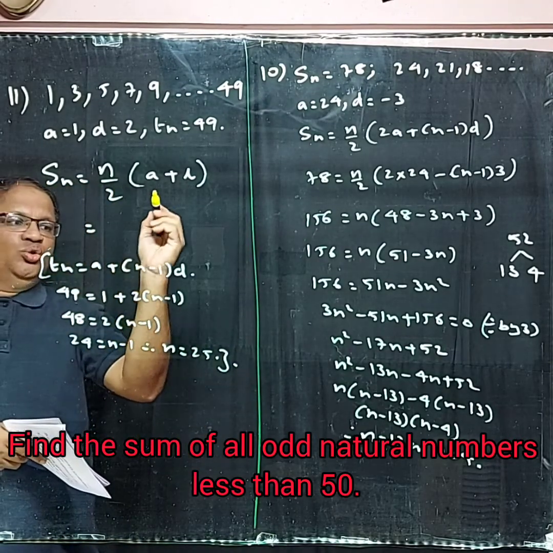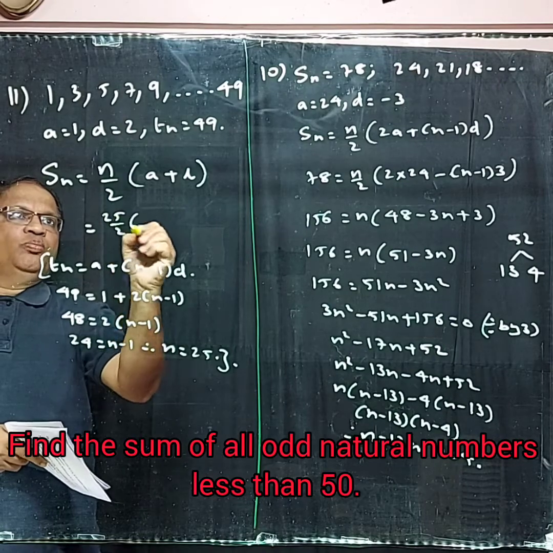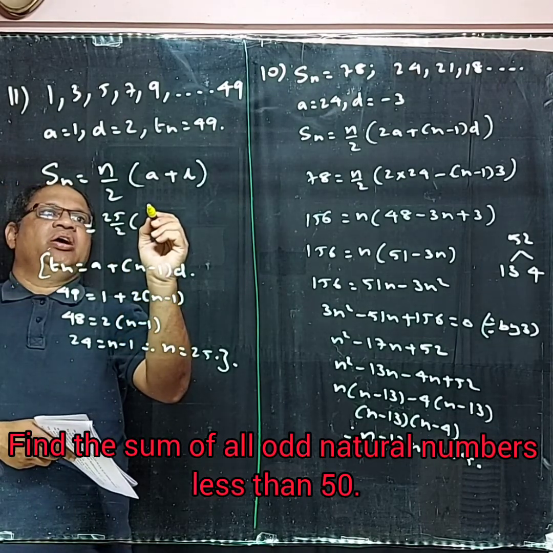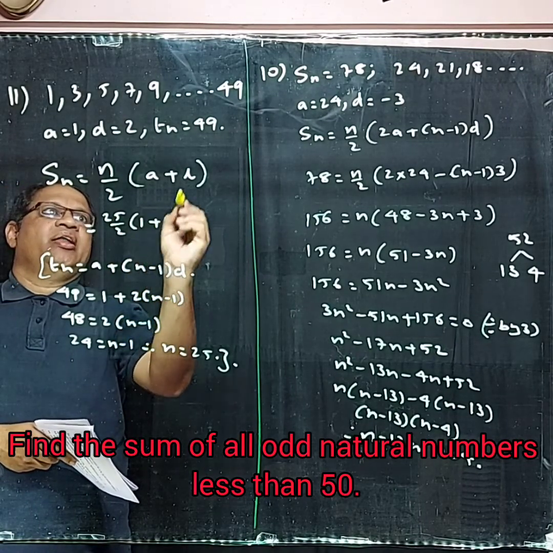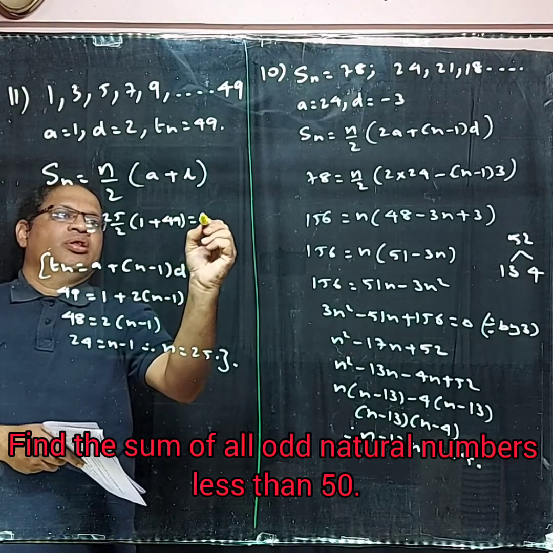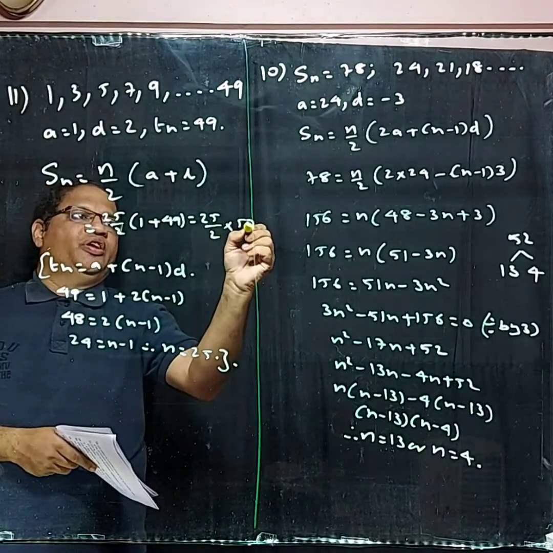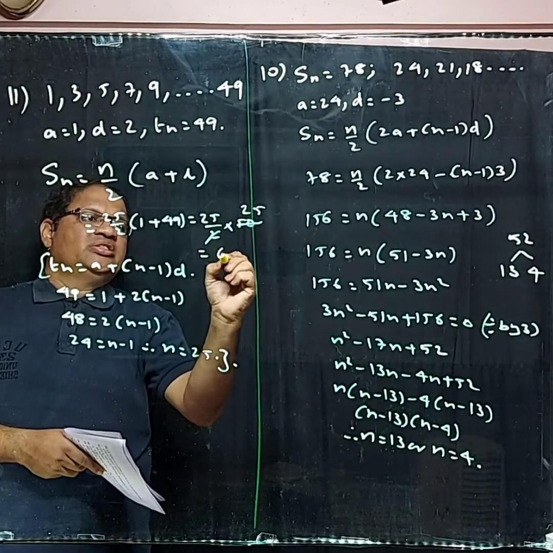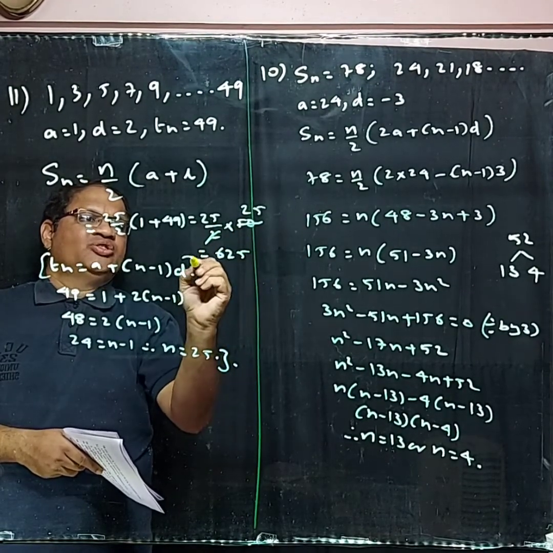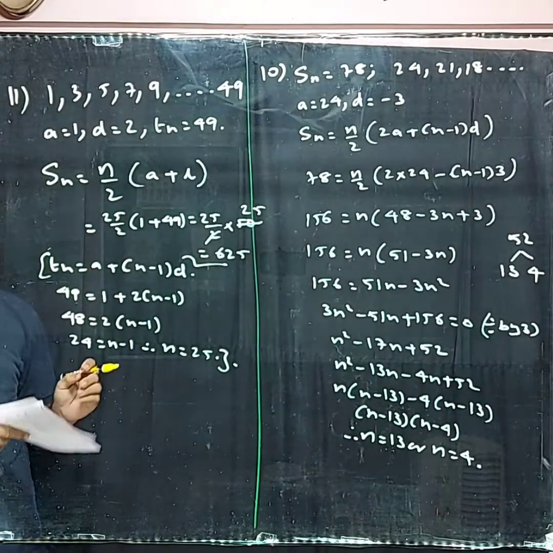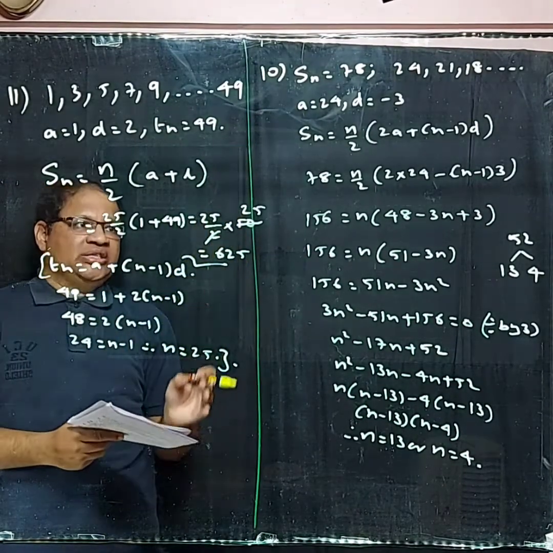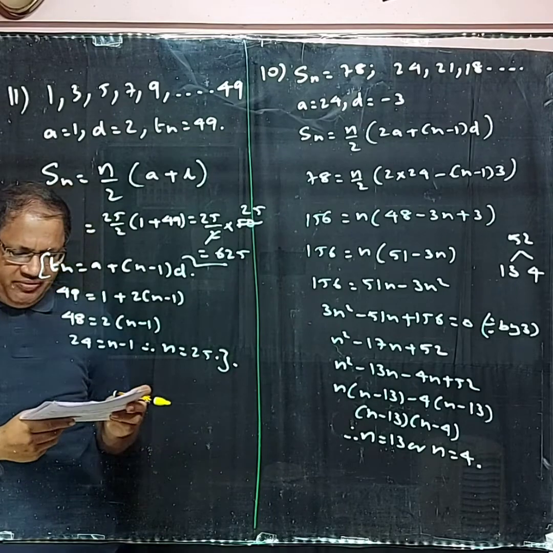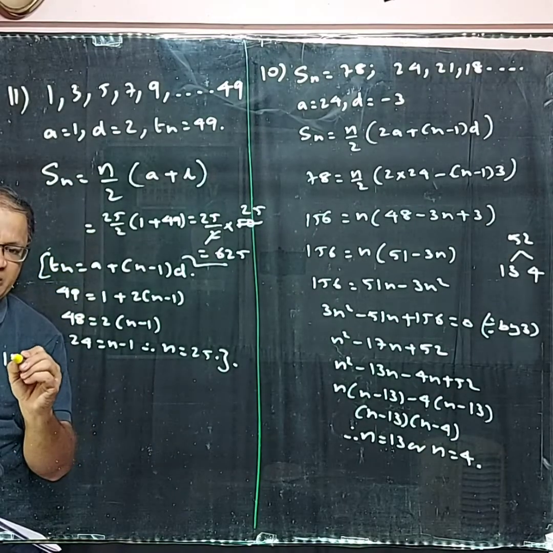So n upon 2, that is 25 upon 2 bracket a plus l. a is 1 and l is 49. That is 25 upon 2 into 50. 2 25 is a 50. That is 625. 25 into 25 is 625. So the sum of all the terms is 625. So that's how we do the 11th sum. Now let's try the 12th sum.